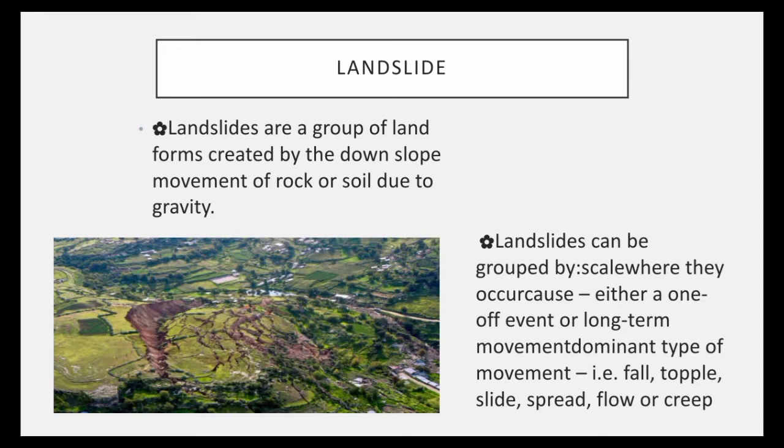Landslide can be grouped by scale where they occur, cause either a one-off event or long-term movement, dominant type of movement. Example, fall, topple, slide, spread, flow, or creep. So, ayun nga sa landslide, pwedeng siyang mag-fall yung soil, pwede rin siyang mag-topple, which is parang a part of it is magkakaganon siya. And slide, pwede siyang mag-slide yung soil, and pwede rin siyang mag-spread, and pwede rin siyang mag-flow just like water, or creep.